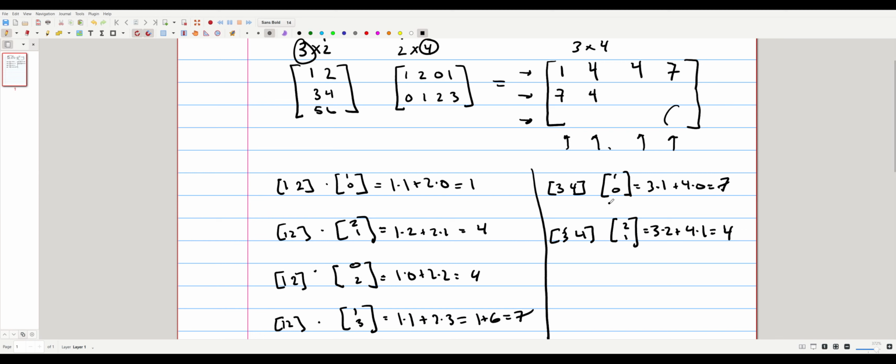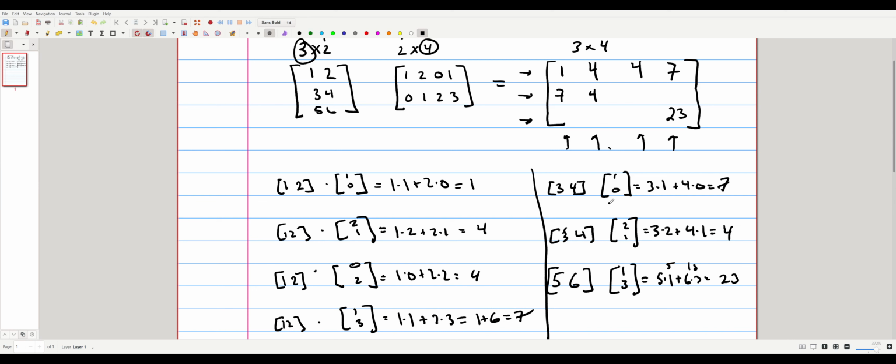So let's just jump to this one and see if we can figure out how to do this one. This is the third row. So what's the third row? It's 5, 6. And we want the fourth column. And we're still going to multiply entry by entry. First entry times first entry plus second entry times second entry. So 5 times 1 plus 6 times 3. This is 18, this is 5, and so we get 23. And so that's what goes here.